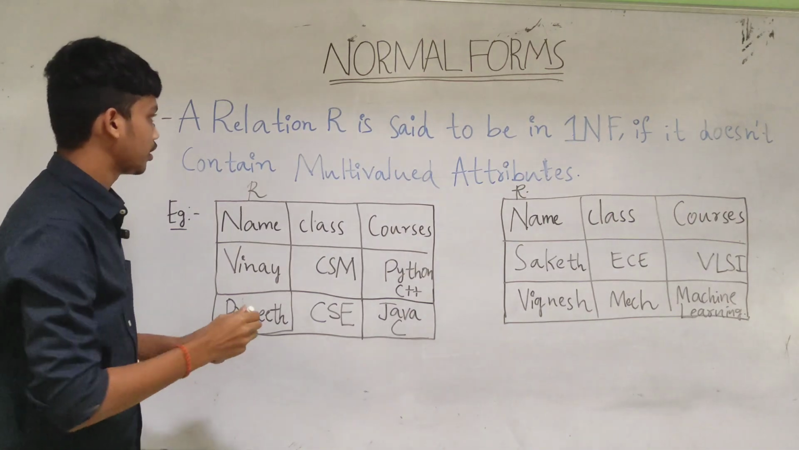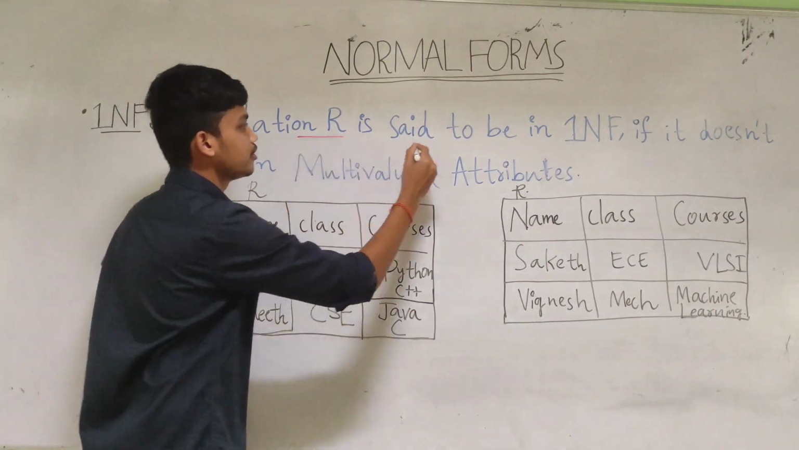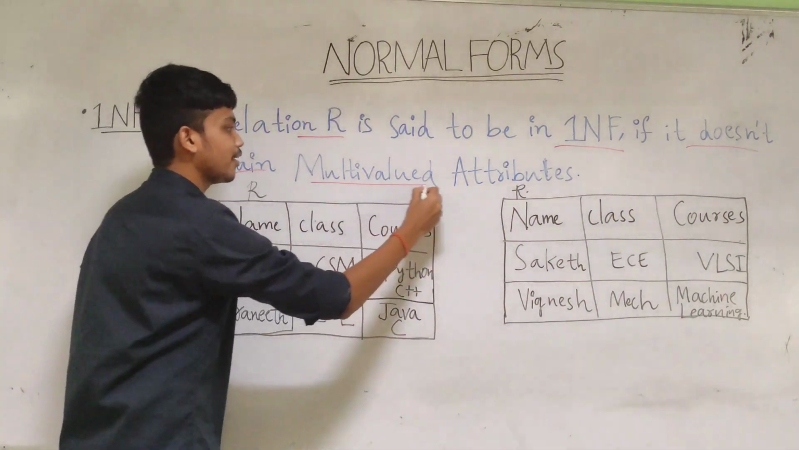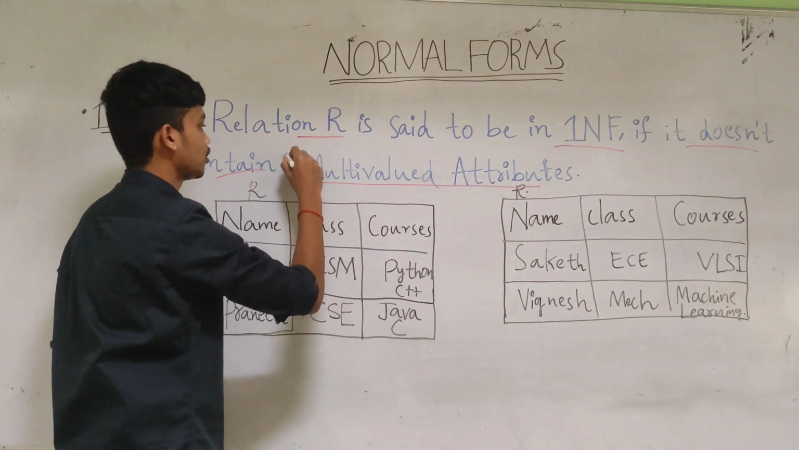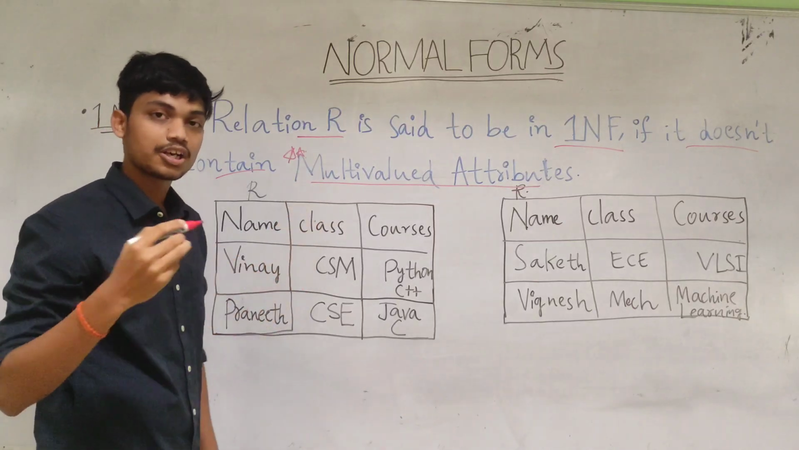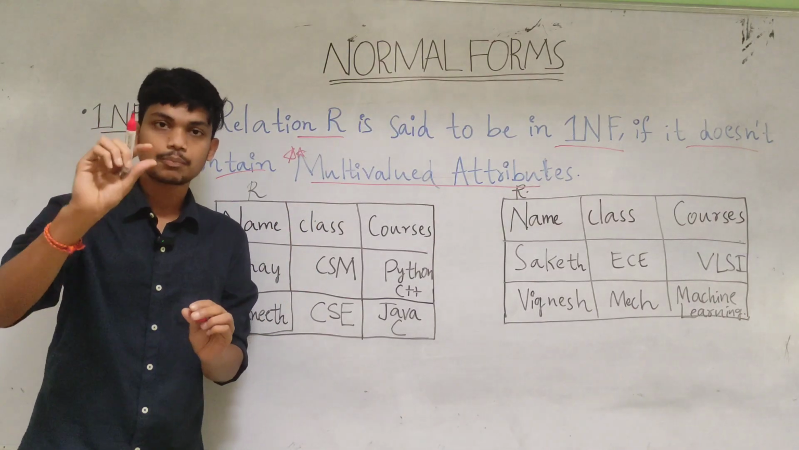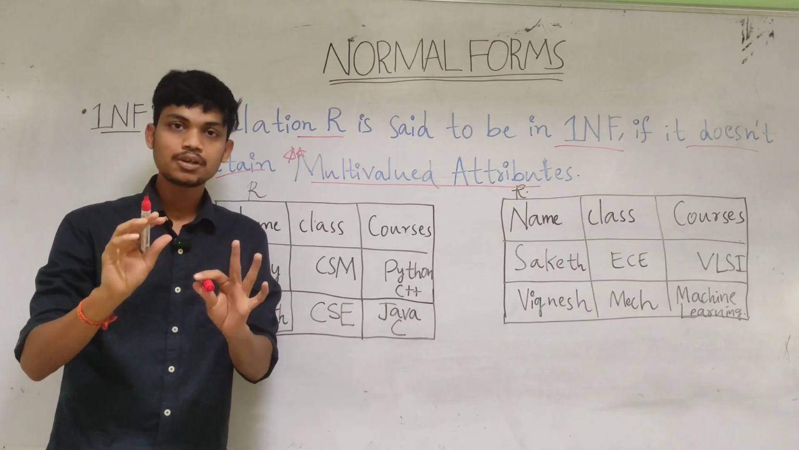What is 1NF? A relation R is said to be in 1NF if it does not contain multi-valued attributes. This is very important: multi-valued attributes. What are multi-valued attributes? They are attributes which have multiple values in a tuple. Such an attribute is said to be a multi-valued attribute.